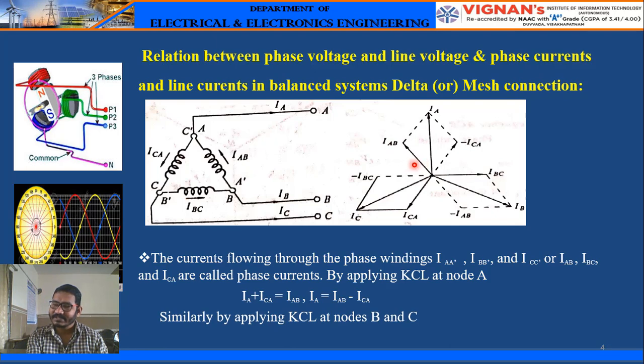Lags means, in the clockwise direction, which comes first. In the clockwise direction, IAB comes first, and later after 30 degrees, IA comes. If you take IAB as the reference at 0, you get IA only after 30 degrees. It means IA lags by 30 degrees. So the line currents lag phase currents by 30 degrees.